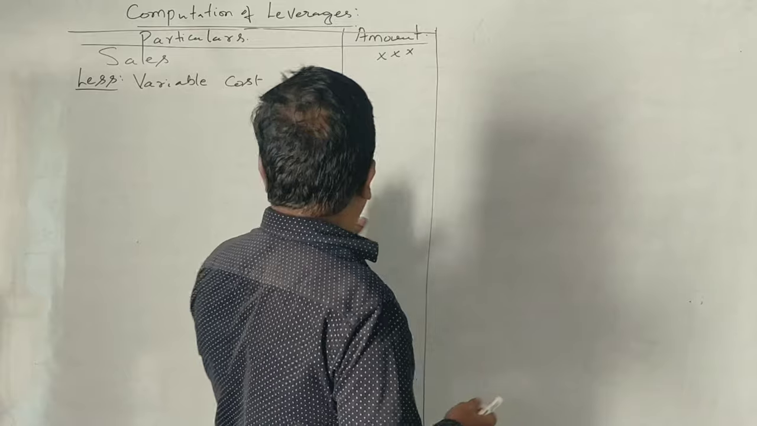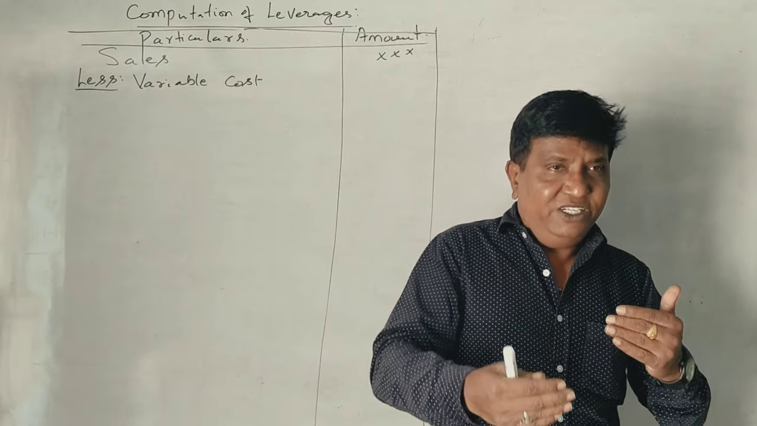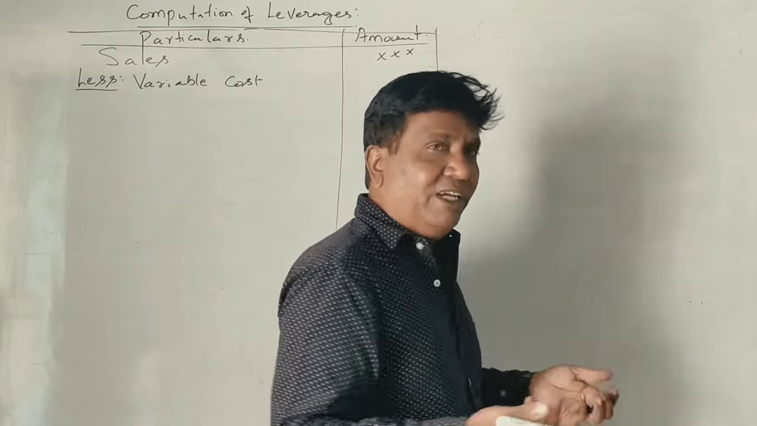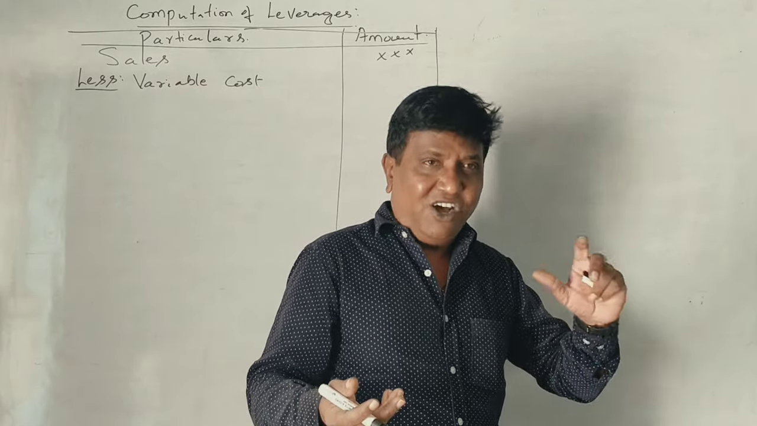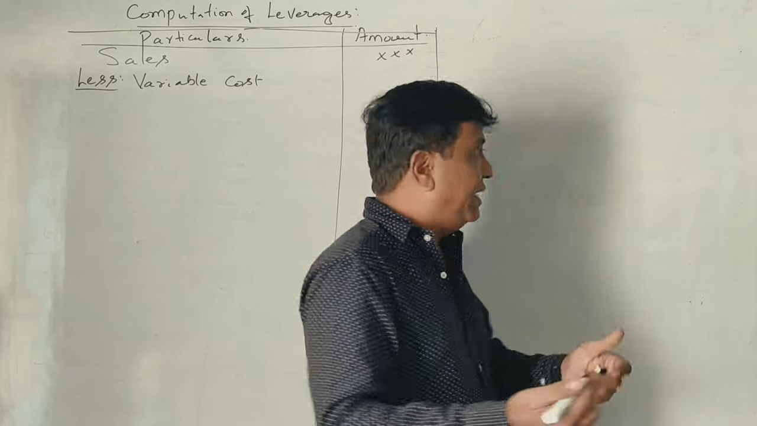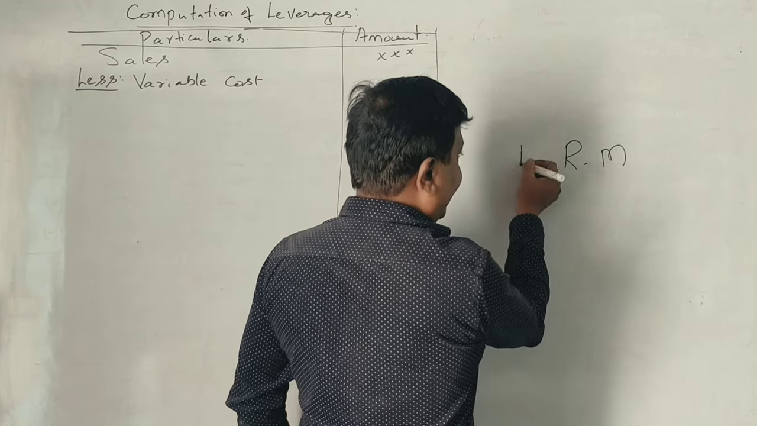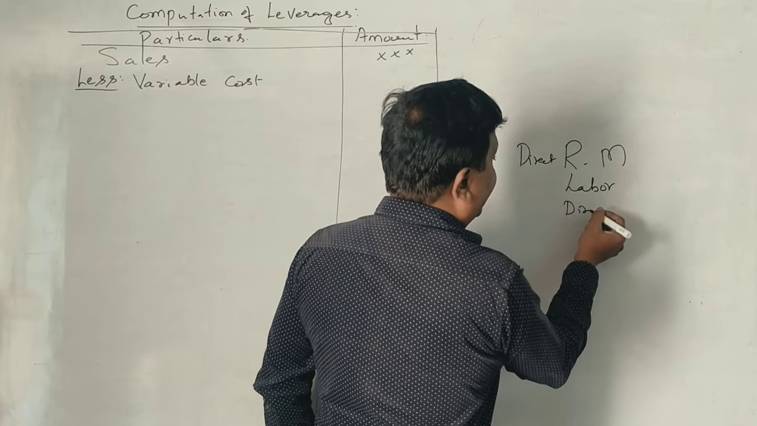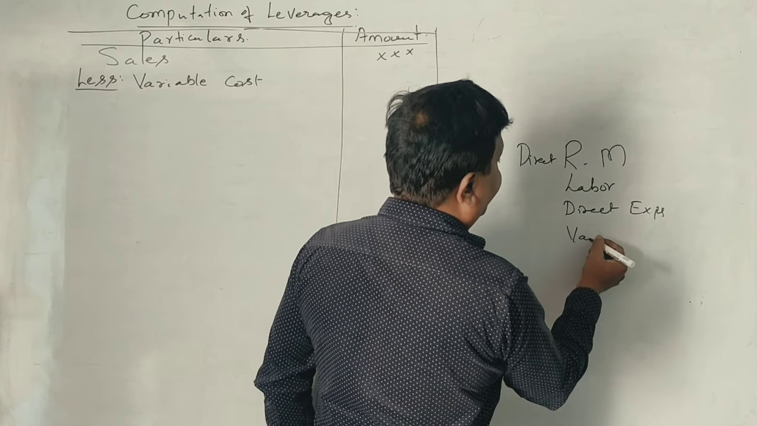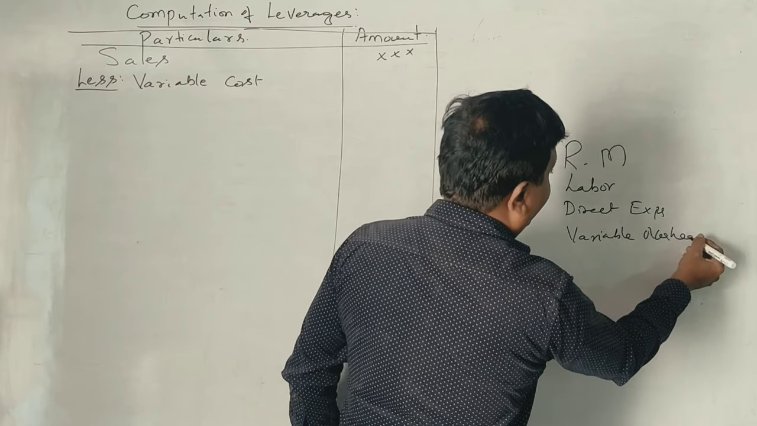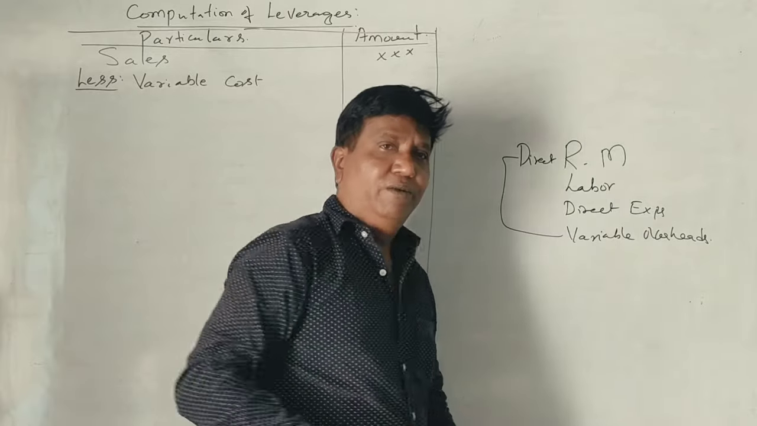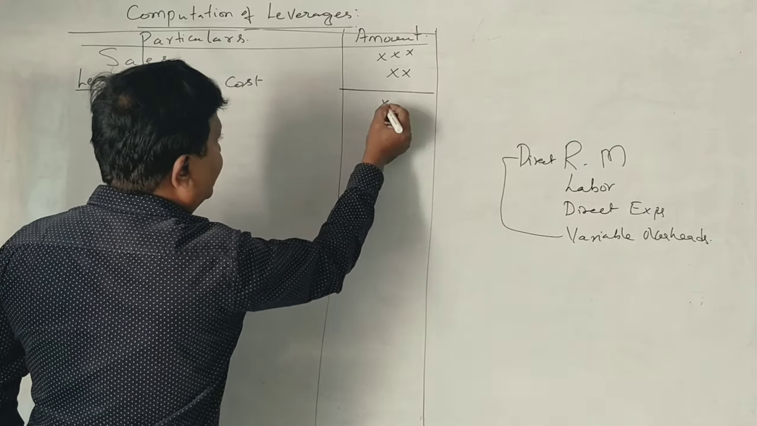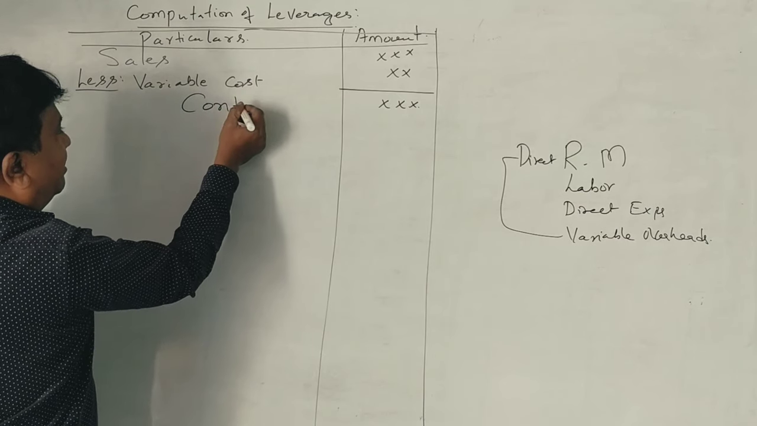So variable cost always varies when you produce more or fewer units. What are the variable expenses? Cost is nothing but expenses. Generally, we have direct raw material, labor, some direct expenses, and some variable overheads. All these put together we call variable cost. If you deduct variable cost from the sales, whatever you get is called contribution.